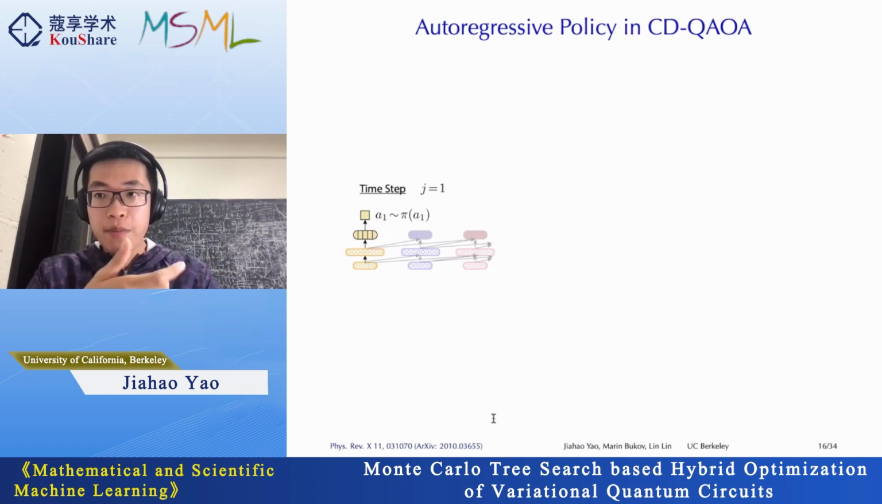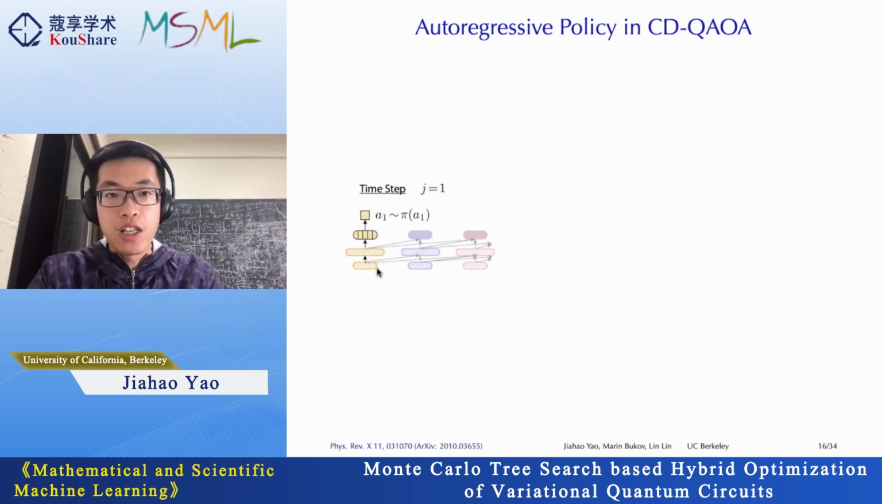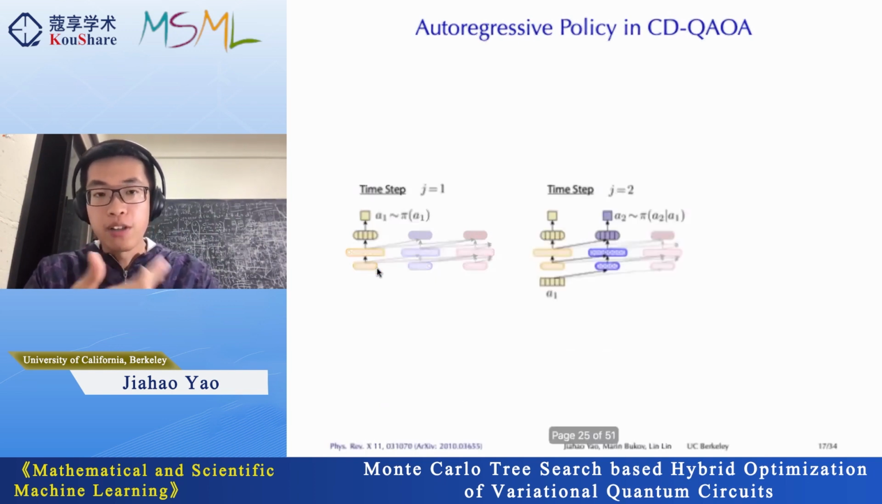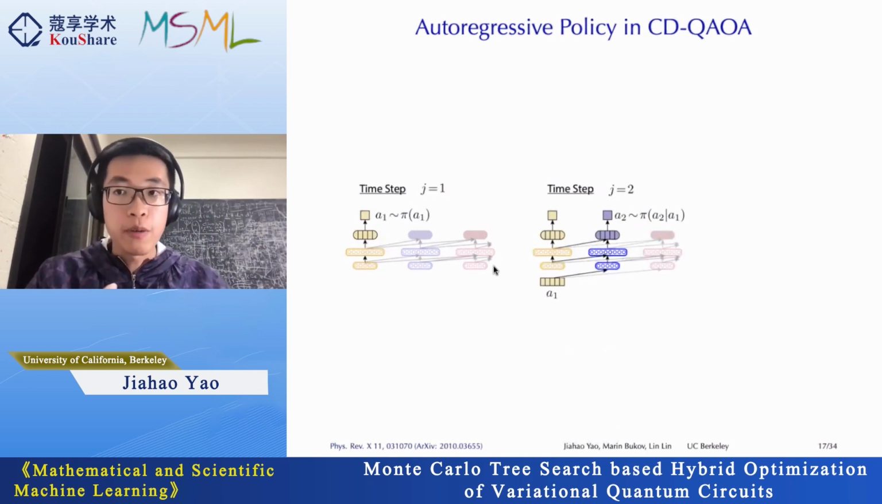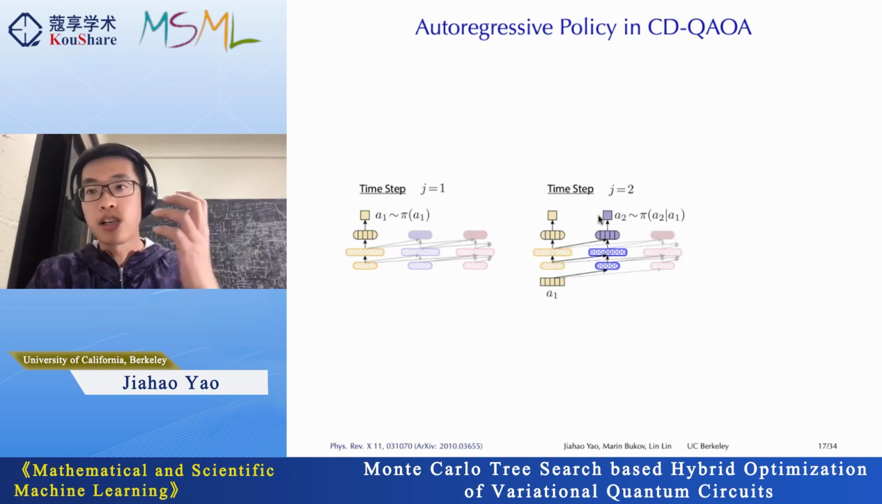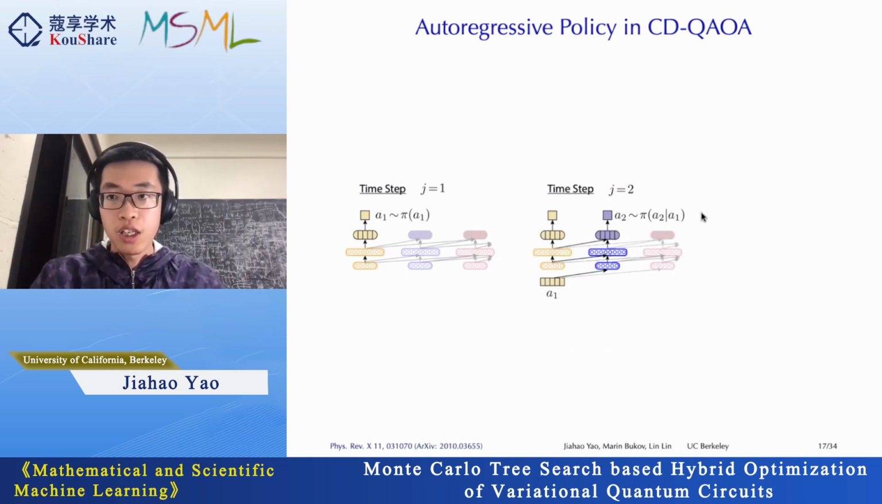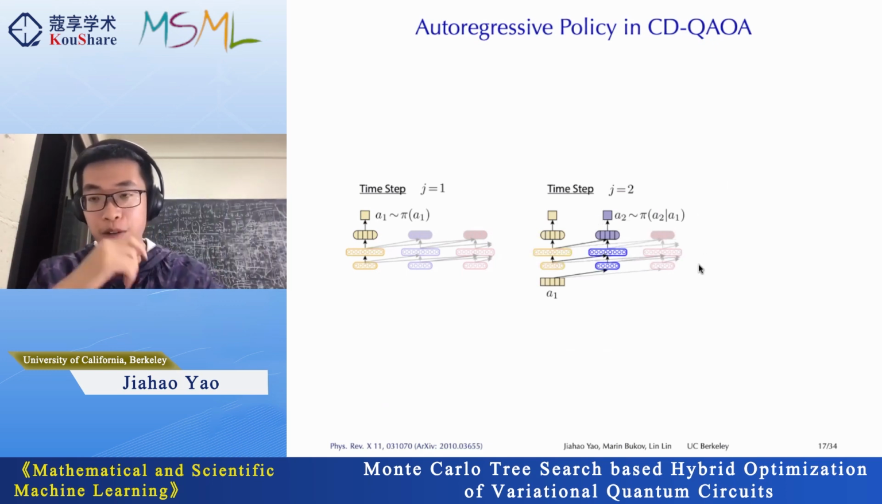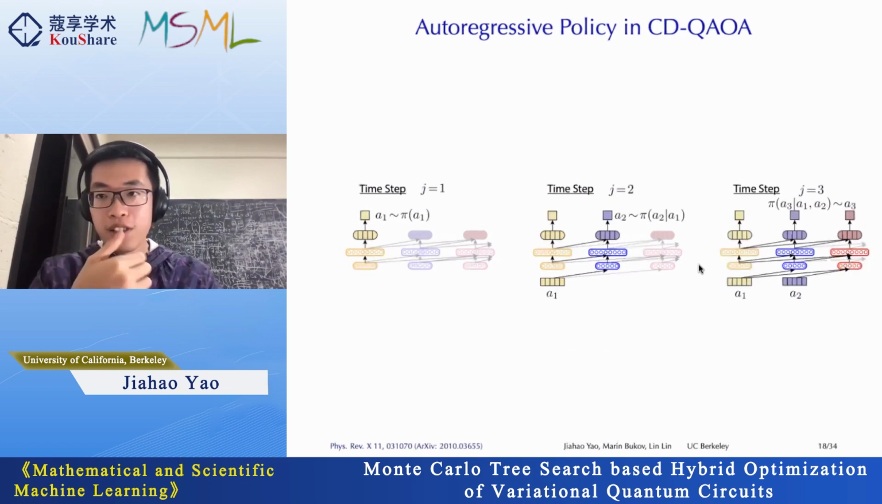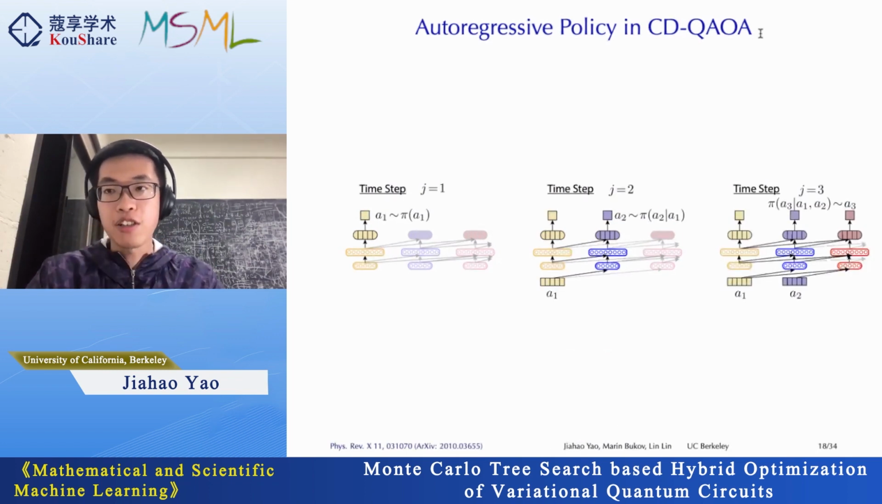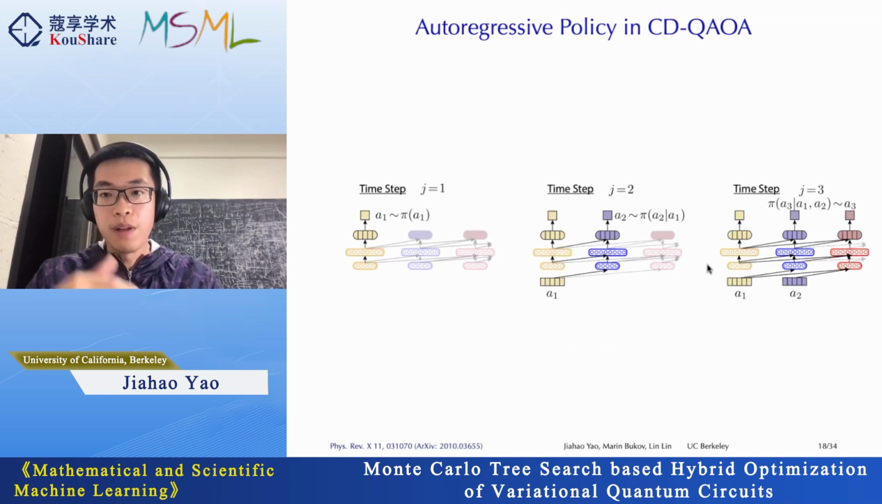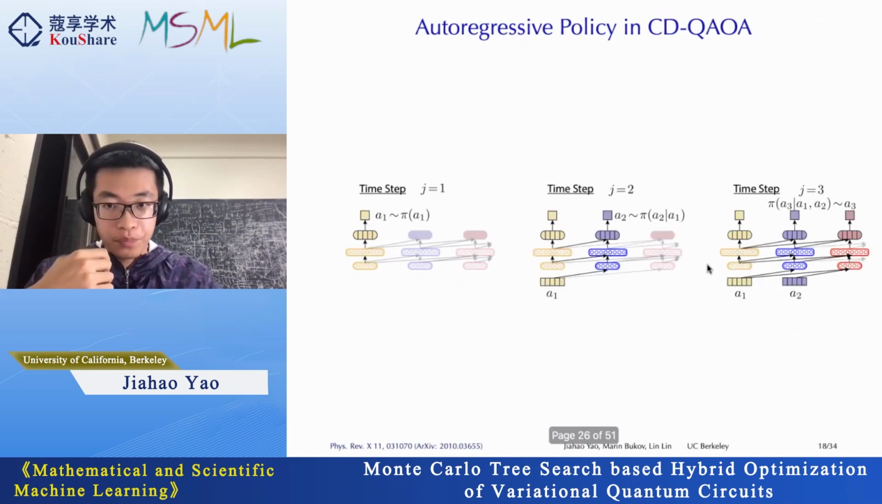At each time step, you sample an action from the discrete policy, and then you feed this action back to your autoregressive network. You get the second conditional probability. And for the third step, you feed in all your previous actions, and you get another action out.